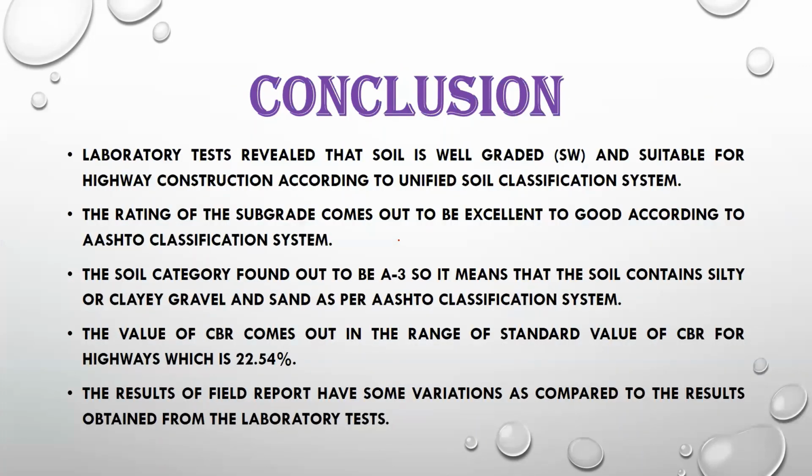So now I am moving towards the conclusion. Laboratory test reveals that soil is well graded and suitable for highway construction according to the Unified Soil Classification System. The rating of the subgrade comes out to be excellent to good according to the AASHTO classification system. The soil category found out to be A3. So it means that the soil contains silty or clay, gravel, and sand as per AASHTO soil classification system. The value of CBR comes out in the range of standard value of CBR for highways, which is 22.54. So it is good.